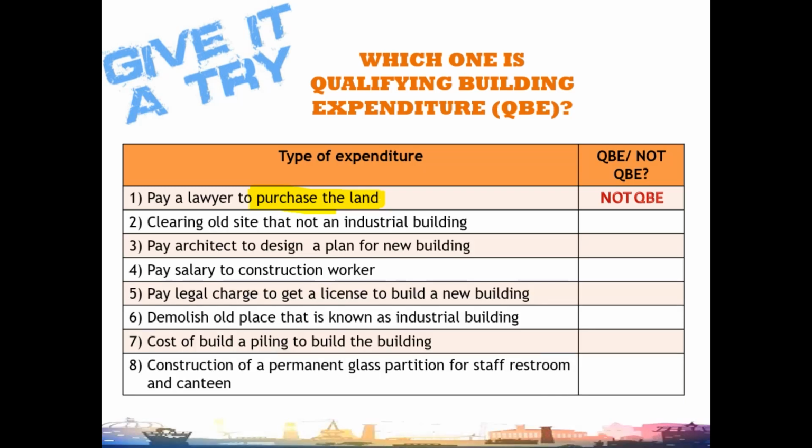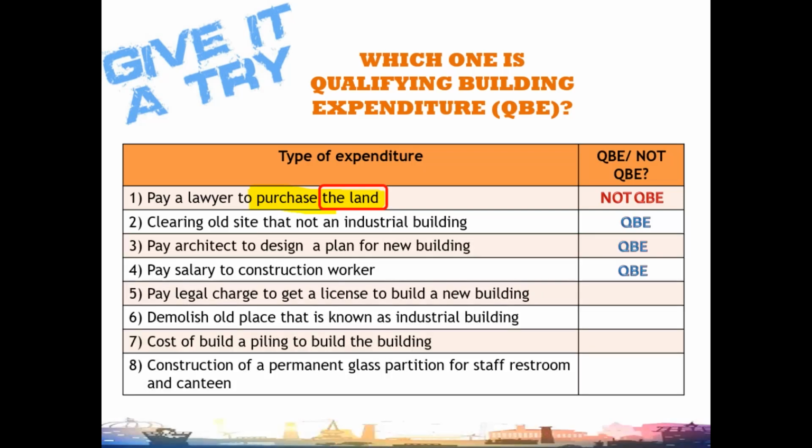Number 2, clearing a site that has no industrial building. Is it QBE or not QBE? If your answer is QBE, you are correct because the building that has been cleared is not an industrial building. Number 3, pay an architect to design a plan for a new building is QBE. How about number 4? Pay salary to construction workers. Anything related to the building construction process is QBE.